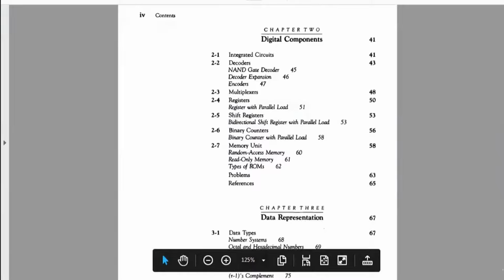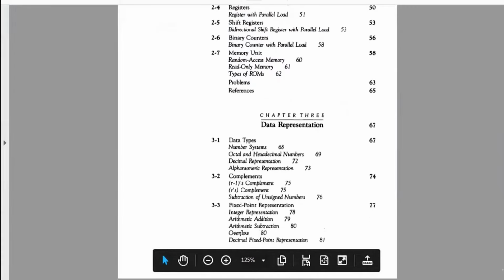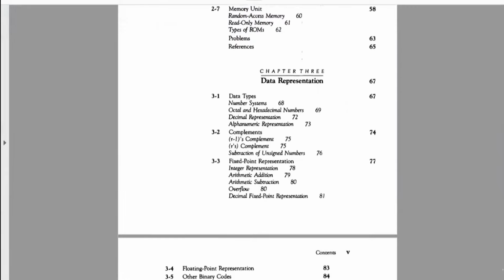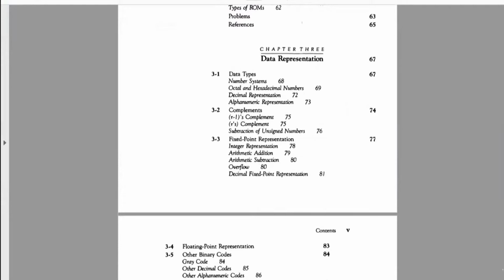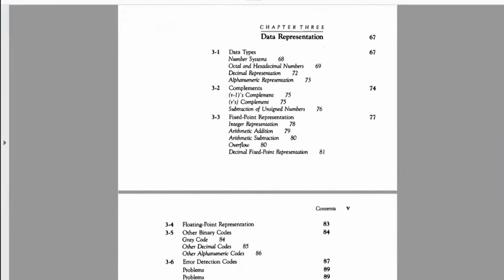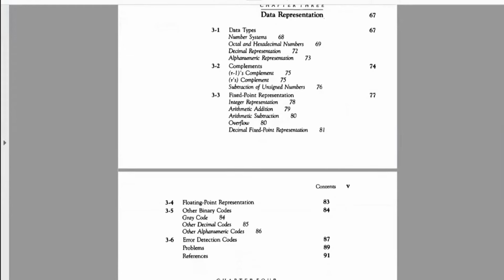ROM and RAM we had studied. What is ROM? Decoder plus OR gate. Remember, you were asked to design circuits using ROM. You were asked to design circuits using PLA, right? So in PLA also we had seen how to minimize the circuit. So that was chapter number 2.